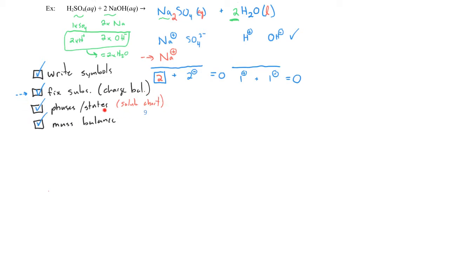We used our solubilities chart to help us figure out that sodium sulfate is aqueous. And then we did the mass balancing, which made us fix this 2 coefficient in front of water. And this would be the complete finished equation. We have one molecule of sulfuric acid reacting with two salt ions of sodium hydroxide to give us sodium sulfate and two water molecules. So let's go to the next page and do a few more examples.